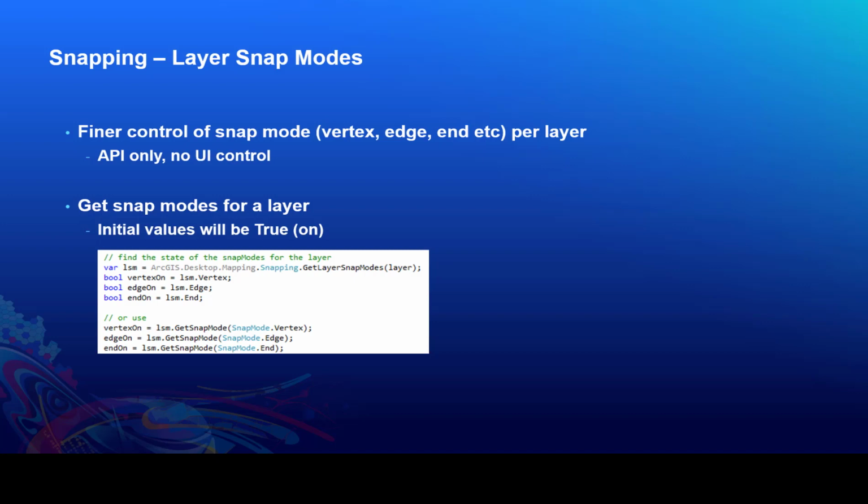We can then query that object for the state of a particular snap mode. So here we're saying what's happening to vertex, what's happening to edge, what's happening to end. There's an alternate syntax down the bottom there where we can say from the object itself get the snap mode for this particular snap mode. And then that returns a boolean, of course. Now the initial values that we retrieve from the layer will be true, they'll be on, which means yes, I can snap to the vertex on this layer. The reason for that I'll explain a bit further on the next slide, but the initial value that you read will be true. And then you can change it. Now, how do we change it?